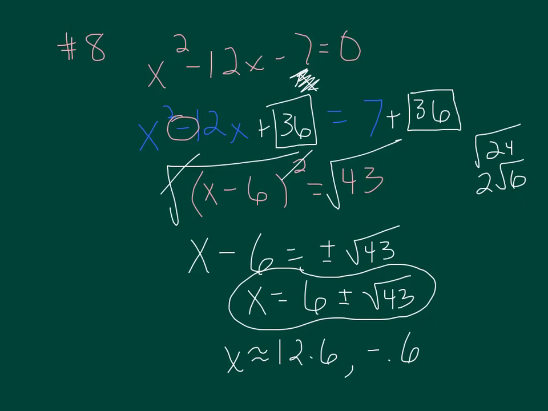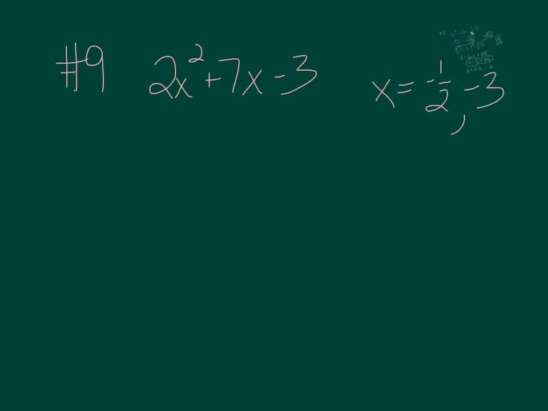Now, I want you all to try a couple on your own without my help. Here's number 9. I want you to solve 2x squared plus 7x minus 3 equals 0 by the method of your choice. The solutions are negative 1/2 and negative 3. Now, based off of those solutions, you should be able to determine, since they are rational, that this bad boy factors. Oh, that's supposed to say equals negative 3. This bad boy does factor. And since the leading coefficient is not a 1, I would factor it.